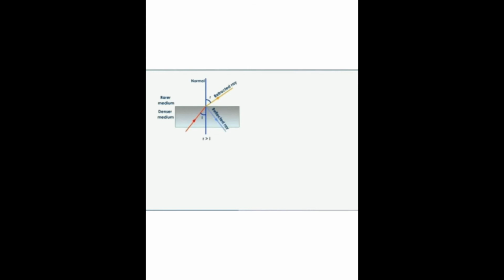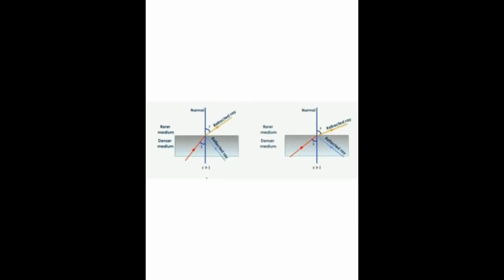Okay. And the next step in total internal reflection is we slightly increase the angle of incidence. When angle of incidence increases, what happens? The angle of refraction also increases. So now the angle of incidence increases, the angle of refraction also increases. So you can see the second diagram. The angle of incidence increases, the angle of refraction, that is that yellow line, also increases.